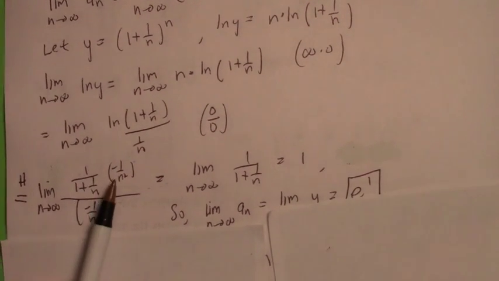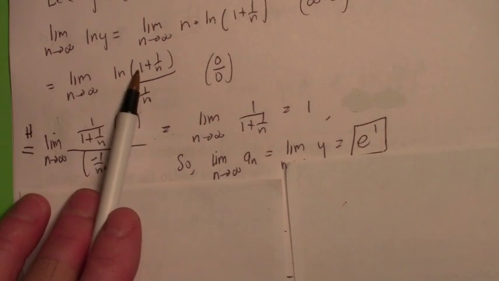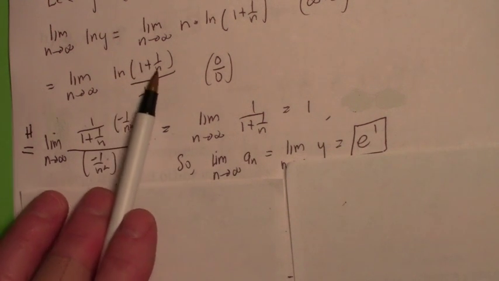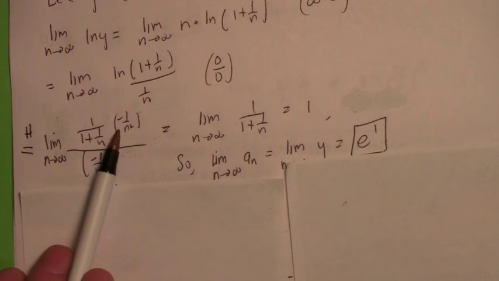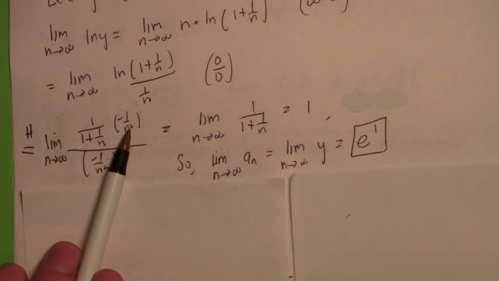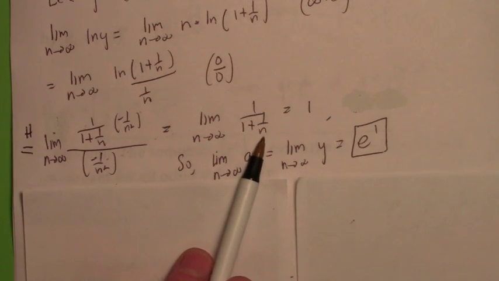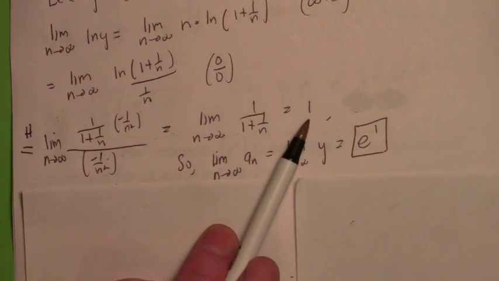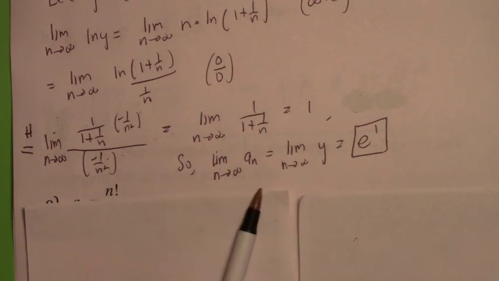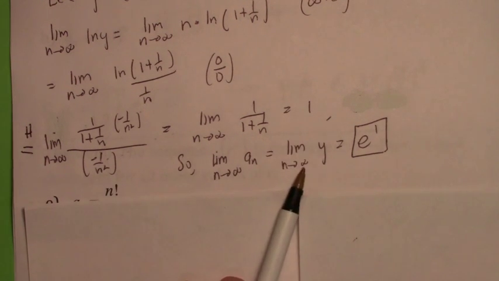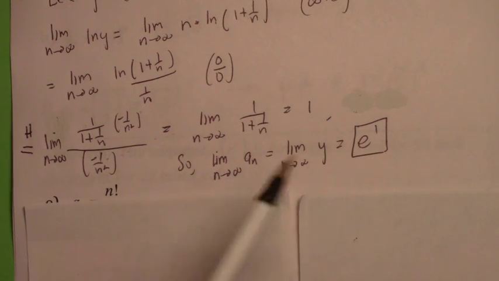When you take the derivative of the top, let me see this here. Here we go. When you take the derivative of the top, you get 1 over 1 plus 1 over n times the derivative of what's inside. The derivative of what's inside is just negative 1 over n squared. The derivative of the bottom is negative 1 over n squared. But look, the negative 1 over n squareds cancel. So the limit as n goes to infinity of 1 over 1 plus 1 over n. I think that's pretty easy to see. It's 1. So we've shown that the natural log of a sub n is getting close to 1. So the natural log of y equals 1, so the limit as n goes to infinity of y, which is the limit as n goes to infinity of a sub n, is e to the 1, or e.